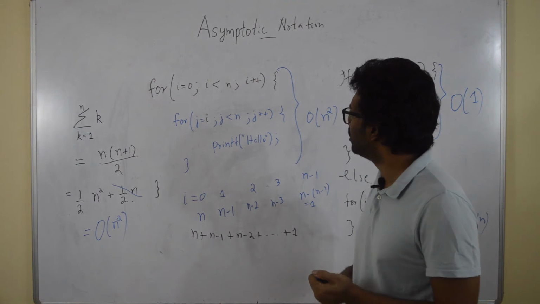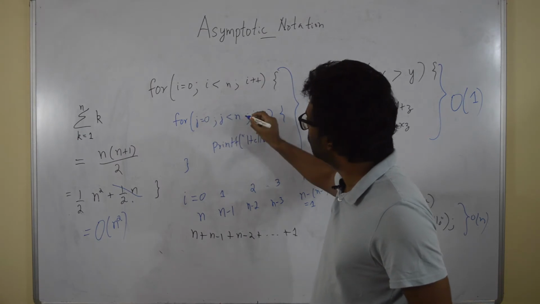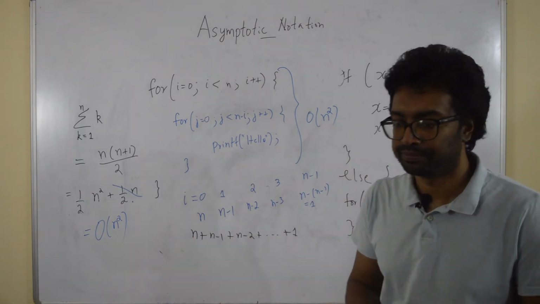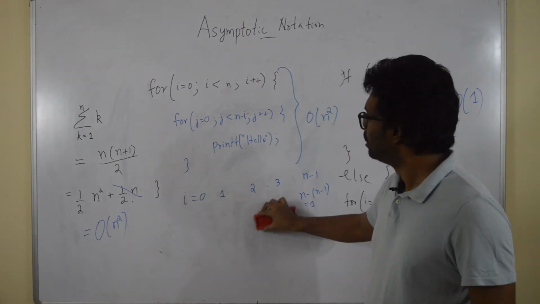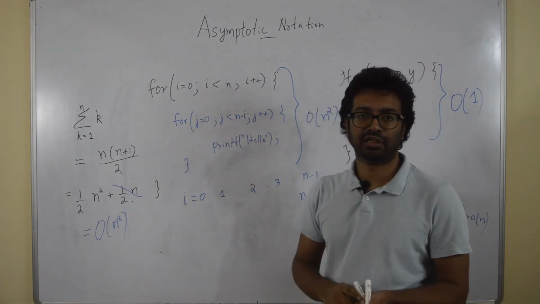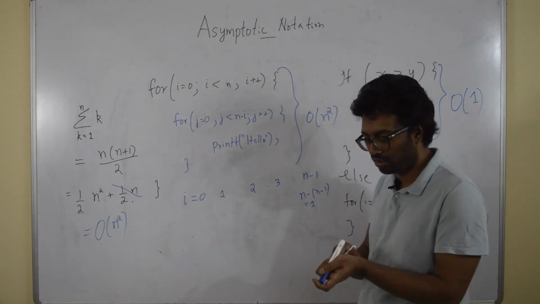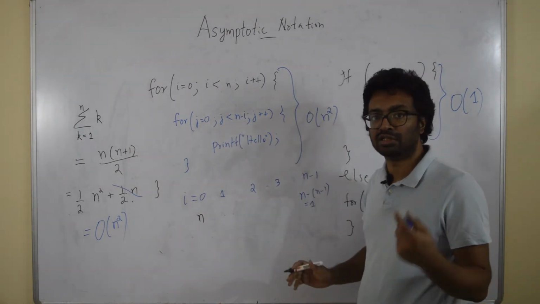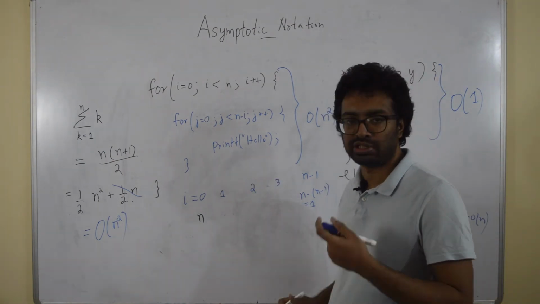What if I modify it to, let me say, j equal to 0 to n minus i? What is this? Let's count again. When i is equal to 0, how many steps does this printf execute, or how many times does hello get printed? When i is equal to 0, this takes 0 to n minus 0, n steps, right? So n hellos get executed.